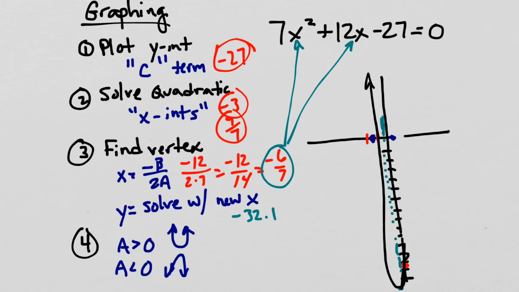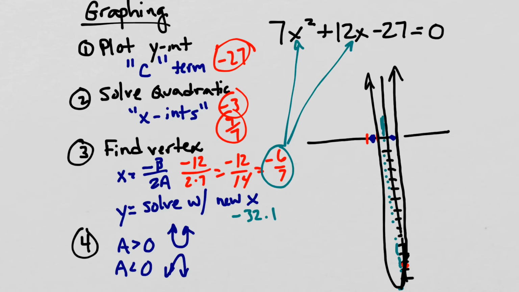But we have to go starting from the vertex, and we curve through that y-intercept here, and we're going up through the blue point there. So this just happened to be a problem that was a very narrow U. The A term, which in this case is 7, is greater than 0, so that means it's going to be a U shape. If A happened to be negative, it would have been an upside down U.